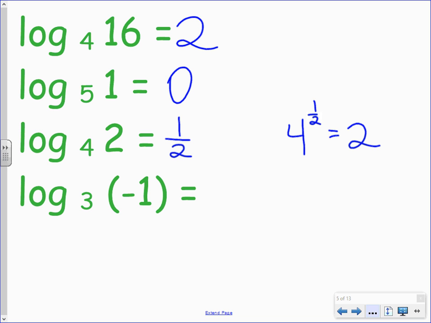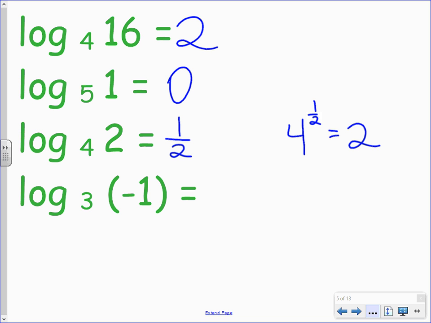Okay? Log base 3 of -1. Will, what did you get for an answer? I don't have an answer. I have no idea. What's the issue? I don't know what the exponent would be to get -1 from 3. Okay. Is it possible to take a positive base, raise it to a power, and get a negative number?